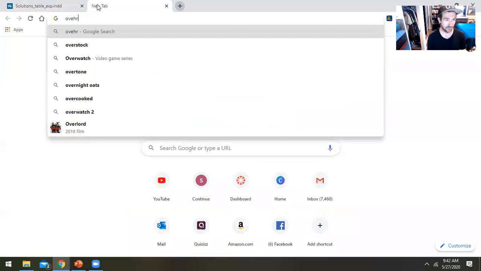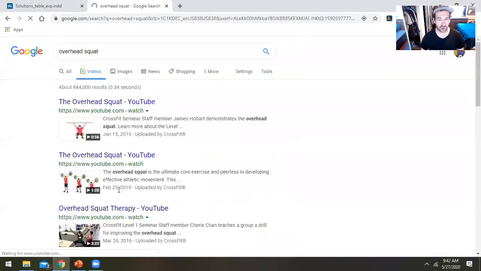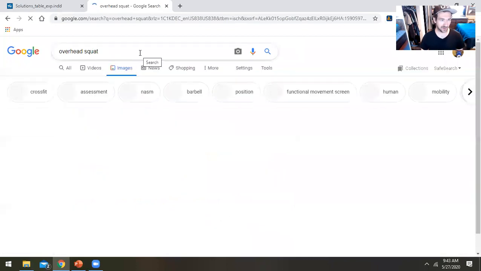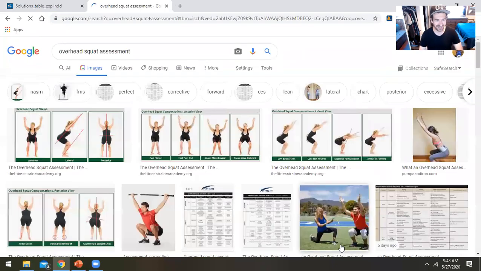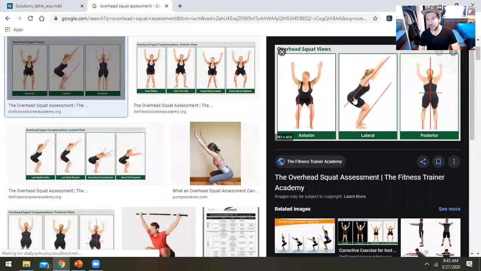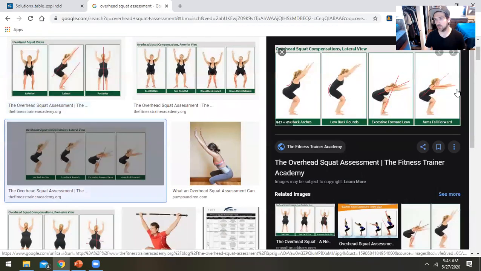There should be a nice straight line all the way, of course, as shown in the pictures of that overhead squat assessment, all the way from hips to wrists. It should travel all the way up there, nice and even. If the arms are falling forward, you're seeing something more like this.